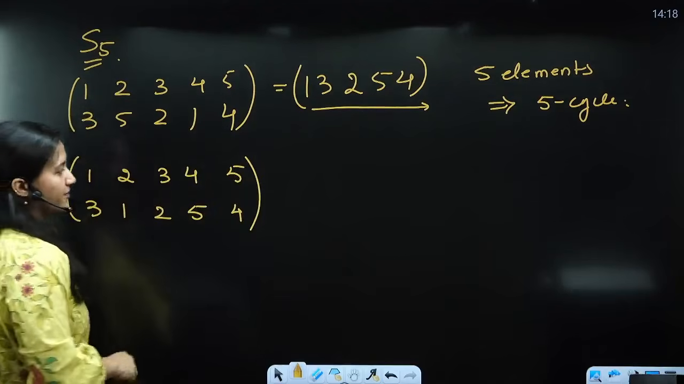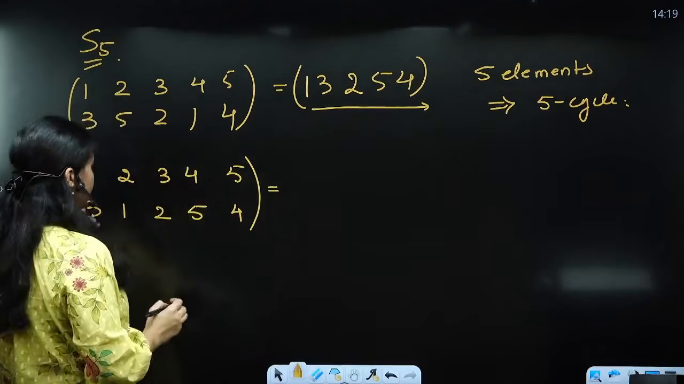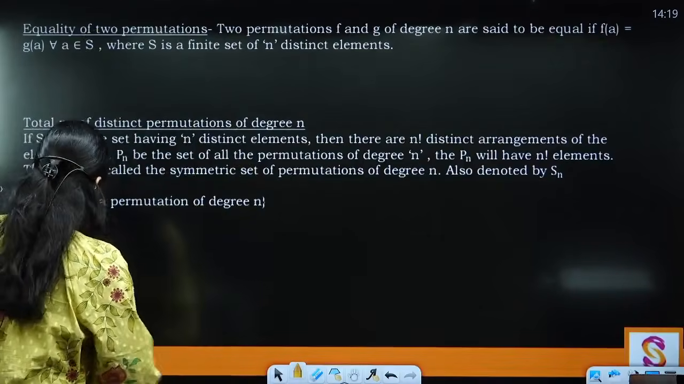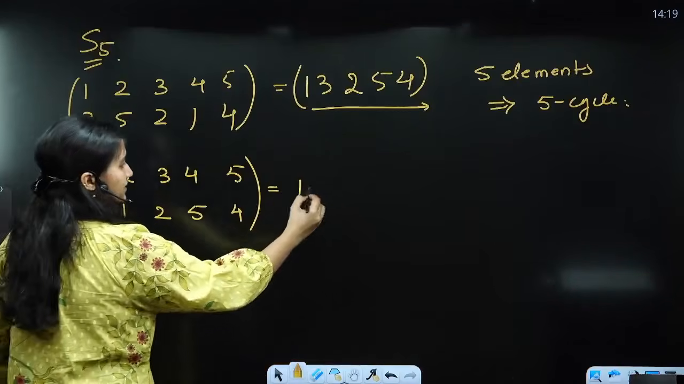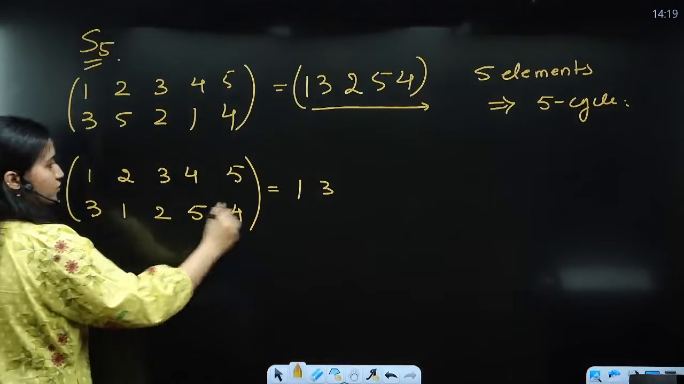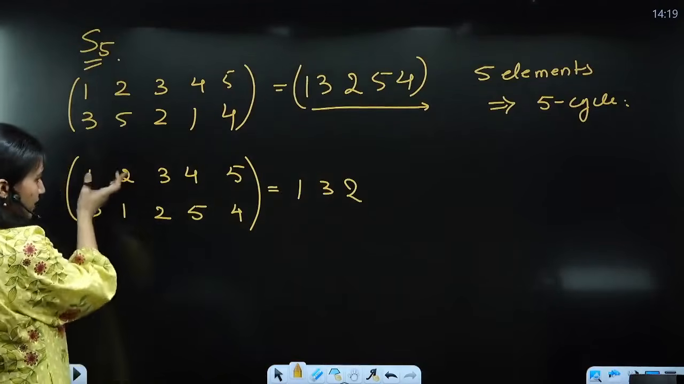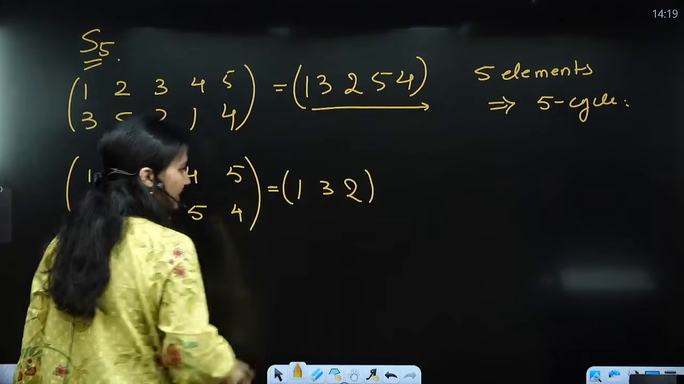Now try to form an R cycle. Starting from 1, 1 is going to 3, 3 is going to 2, and 2 is going to again 1. So this cycle ends here.